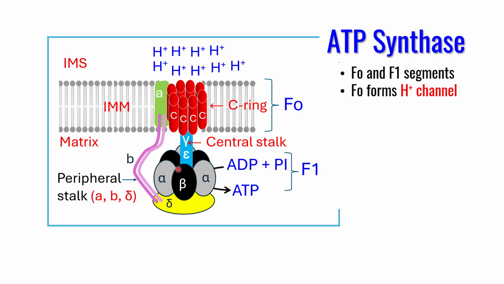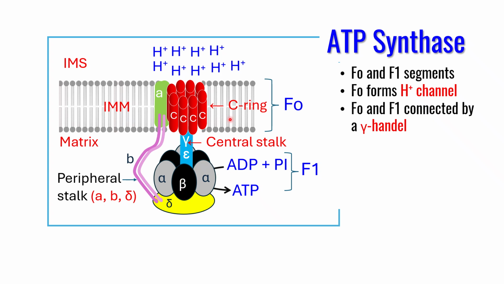F1 is present in the matrix. It is stationary and catalytic. It is hexameric, made up of 3 alpha subunits and 3 beta subunits. Alpha subunits are purely non-catalytic, but they help in the binding of substrate, whereas beta subunits are catalytic and they perform the function of the synthesis and release of ATP into the matrix.